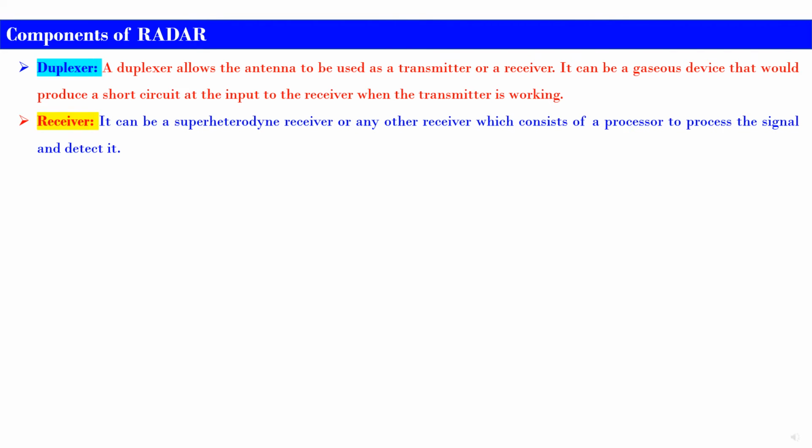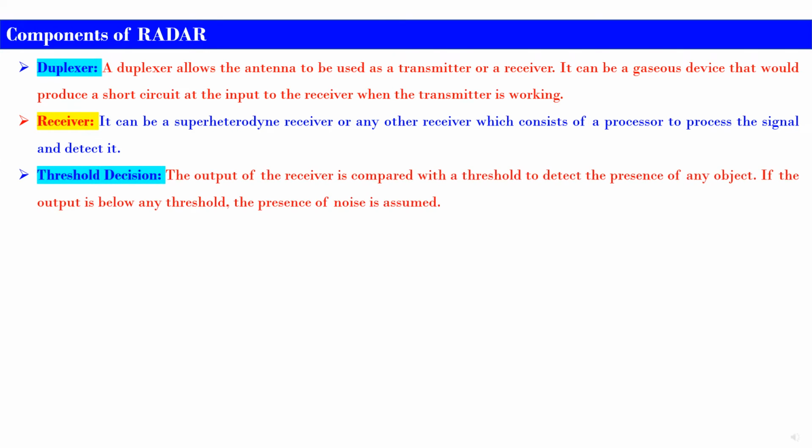Receiver. It can be a superheterodyne receiver or any other receiver which consists of a processor to process the signal and detect it. Threshold decision. The output of the receiver is compared with a threshold to detect the presence of any object in the environment. If the output is below the threshold value, the presence of noise is assumed.